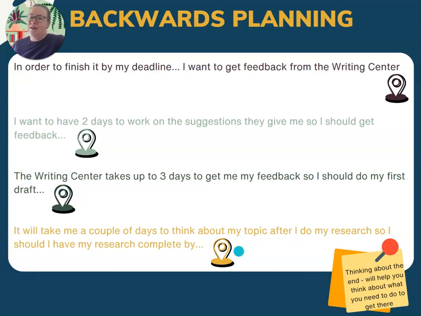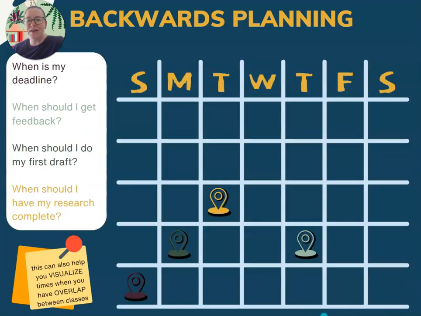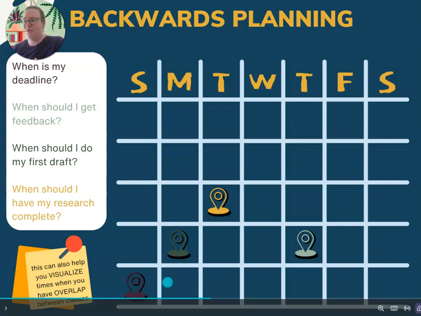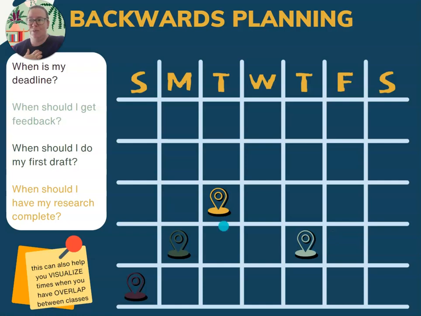Okay, so in thinking backwards, it'll take me a couple of days to think about my topic after I do the research. So in order to do my first draft, I need that. So if we think about it in those ways, we can set milestones for ourselves in a specific way so we know when we're running behind or how much longer we have to do these things.